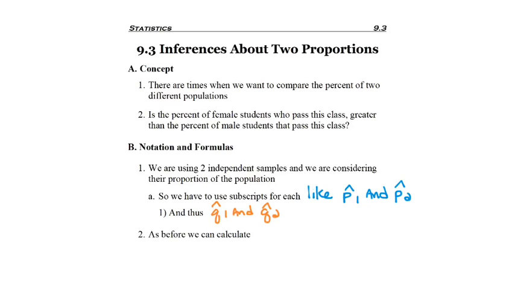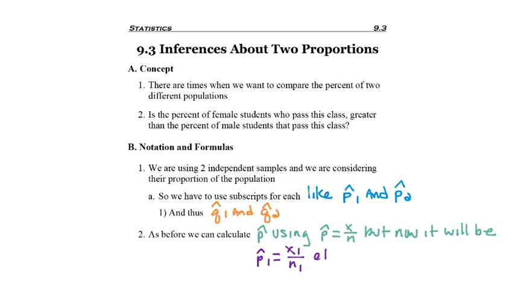But here's something else that might happen when it comes to proportions: we may have to calculate p hat using the formula p hat is x over n, but now it's going to have a slight twist in the sense that we're actually finding p hat 1, which is x1 divided by n1, etc. So all we're really doing is putting matching subscripts.